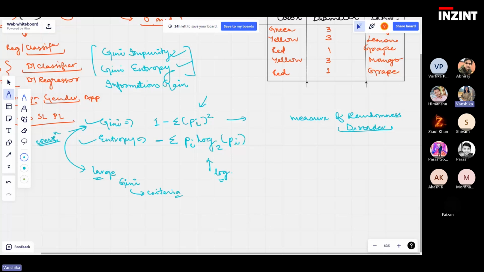Alright, please let me know if everything till here is understandable. You understand that these are two things based upon which we can split the decision tree, these are their formulas, and what they mean. Please give a thumbs up if you understand. Anyone else having any doubt, please write in the chat box.